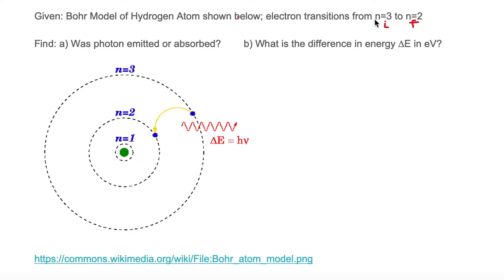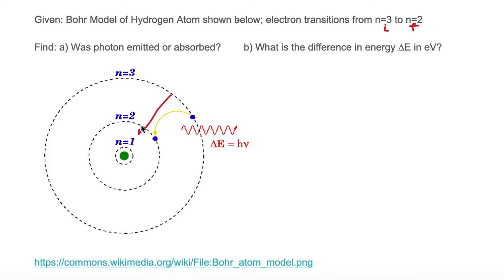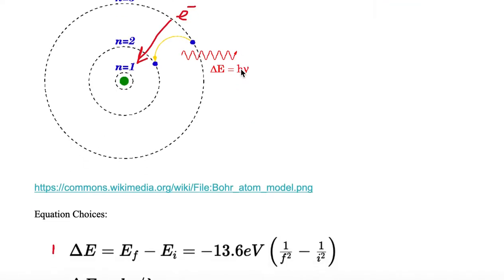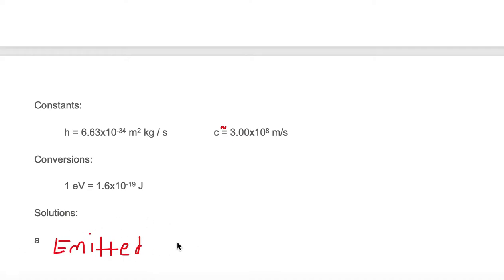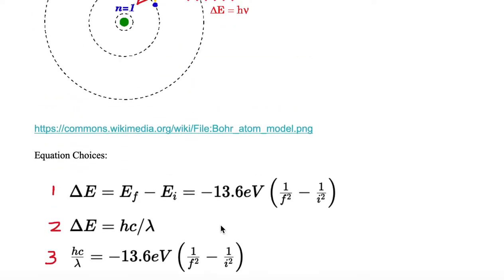In this particular case, we're given that the electron starts out at n equal to 3 and transitions down to n equal to 2. And we want to find out, is the photon emitted or absorbed? Because the electron is going downhill, going towards the nucleus, the electron is going to give up energy. And so the electron will emit energy. So our first answer is going to be emitted. The answer to A is emitted.